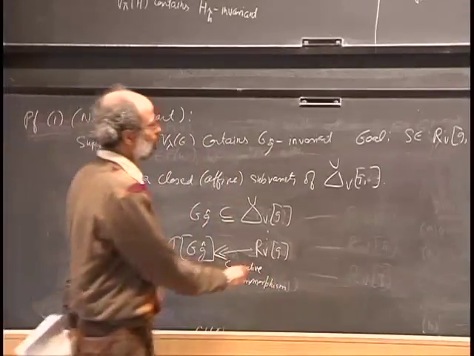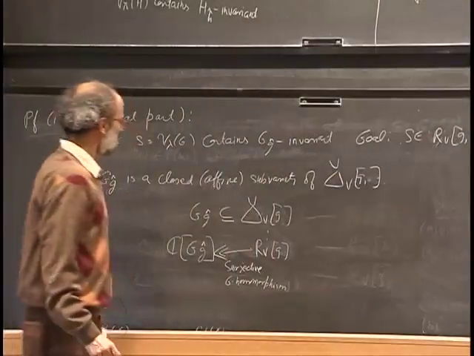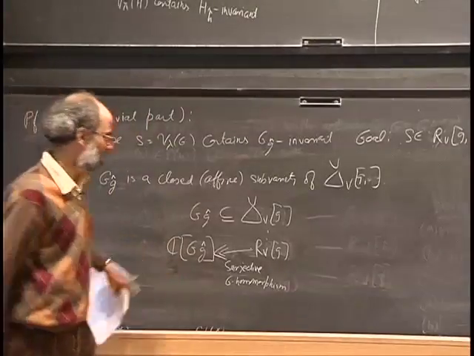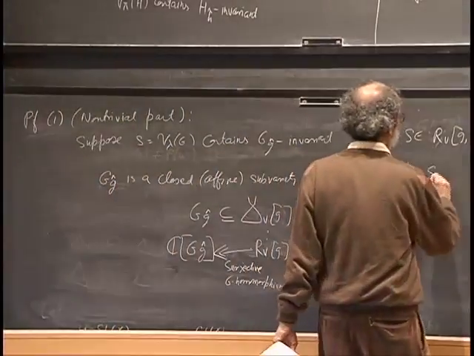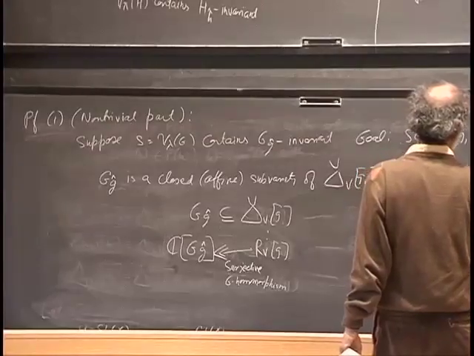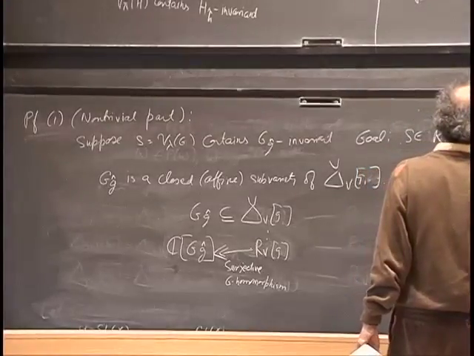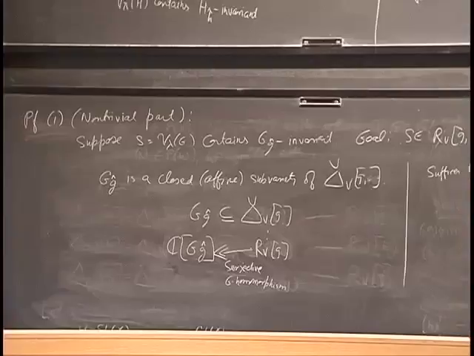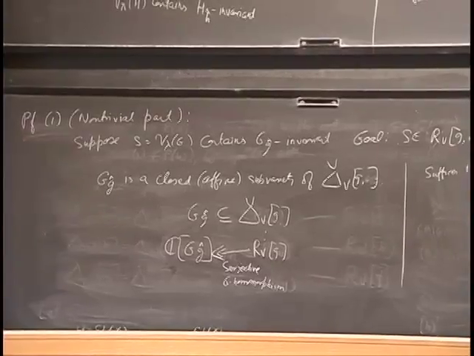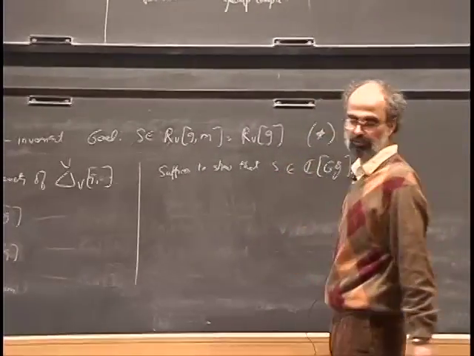So now we want to show that S belongs to RVG, and this is surjective, so it suffices to show that X belongs to this. So it suffices to show that S belongs to this coordinate ring of this variety.